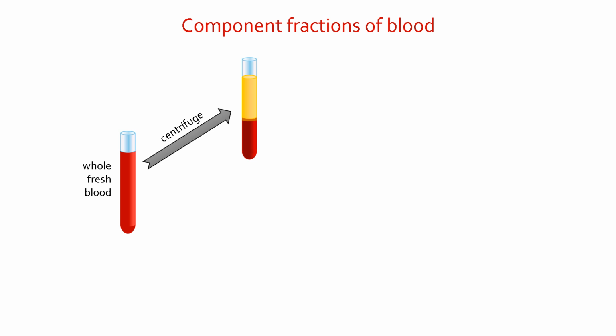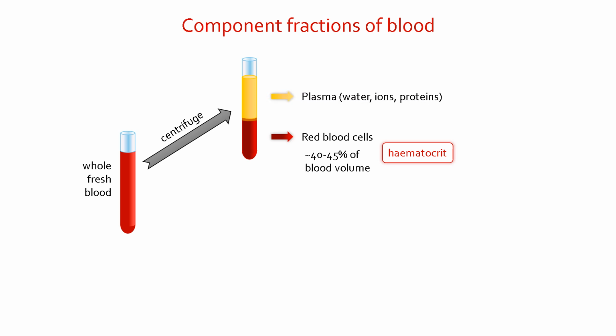The red blood cells collect at the bottom of the tube and make up about 40 to 45% of the blood volume. This component is known as the hematocrit and is measured routinely in clinical blood tests. The liquid component is called plasma. It contains mainly water, ions, and proteins. A third thin layer, known as the buffy coat, forms between the red cells and plasma and contributes less than 1% of the volume of blood. It contains white blood cells and platelets.